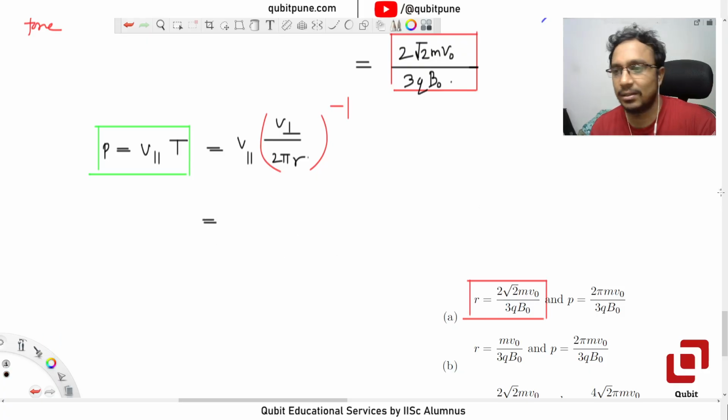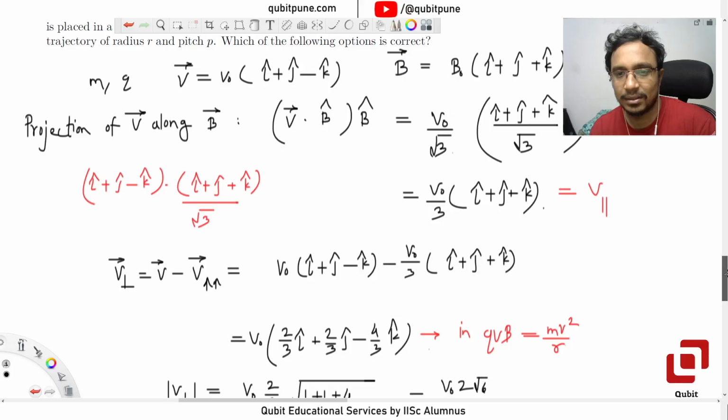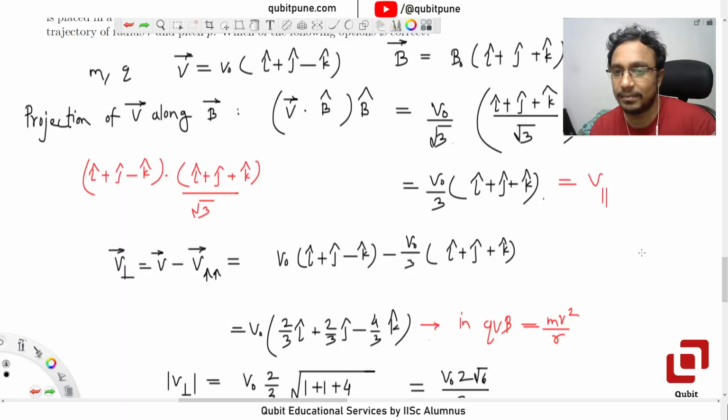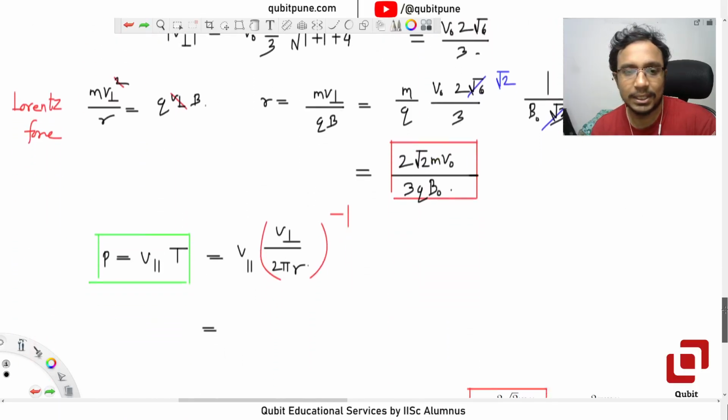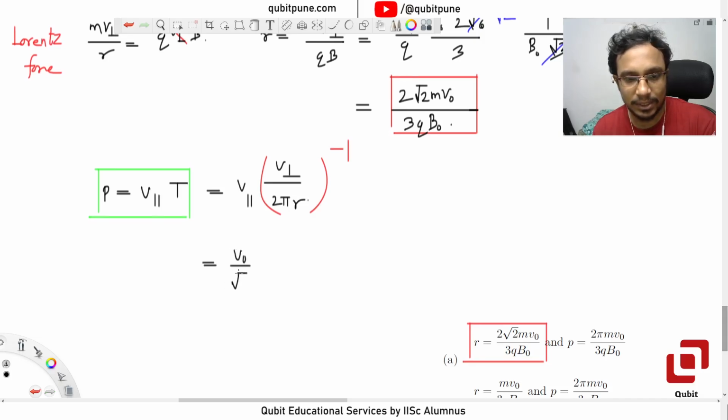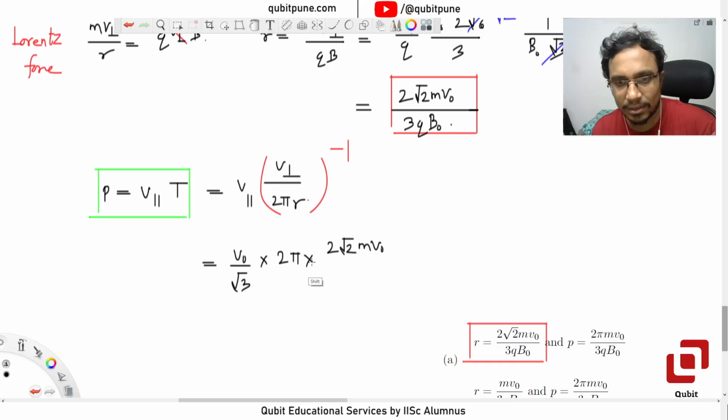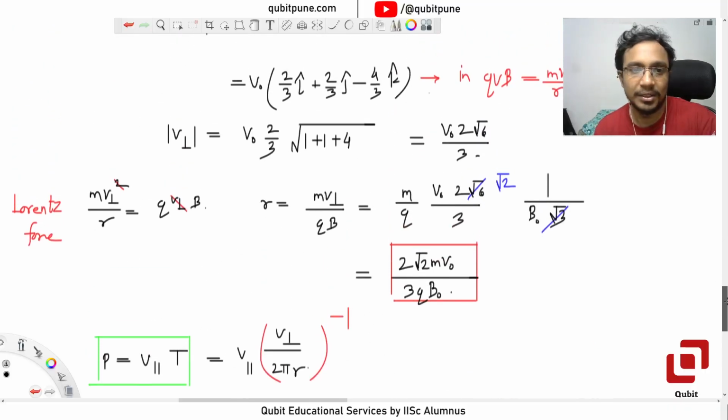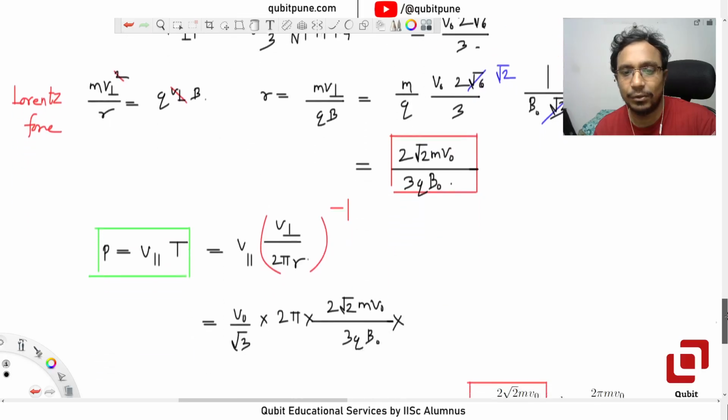V parallel in speed is V naught by root 3. Okay. Now I need to be sure I want 2 pi r written in the numerator. R is 2 root 2 mv naught upon 3 q B naught, and I want V perpendicular to be written in the denominator. So 3 by V naught 2 root 6.